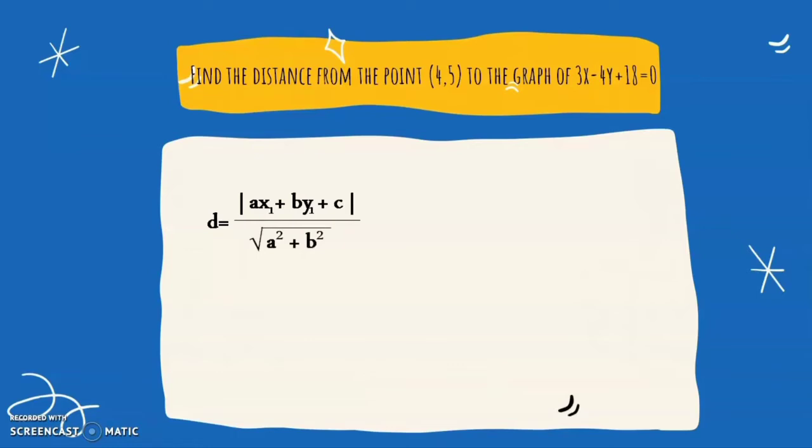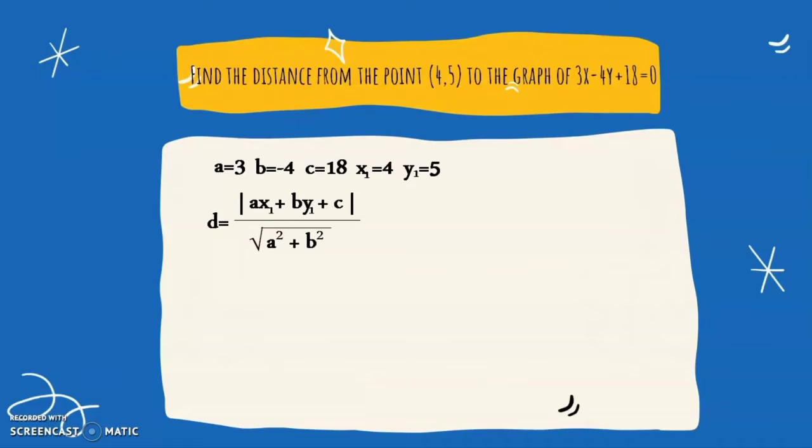But before plugging our values, let us first identify which is which. For our point, we have the coordinates 4, 5, and our formula 3x minus 4y plus 18 equals 0. Since the given line is in standard form, it's easy for us to identify the a, b, and c. A is equal to 3, b is equal to negative 4, and c is equal to 18. x1 is 4 and y1 is 5. It is important to first identify the given so you plug the values correctly.